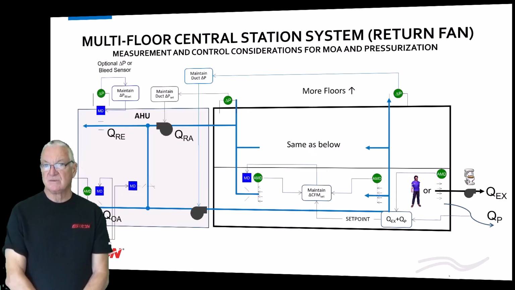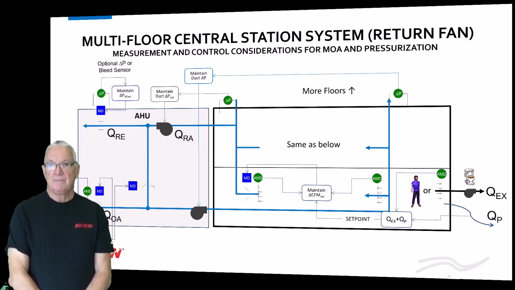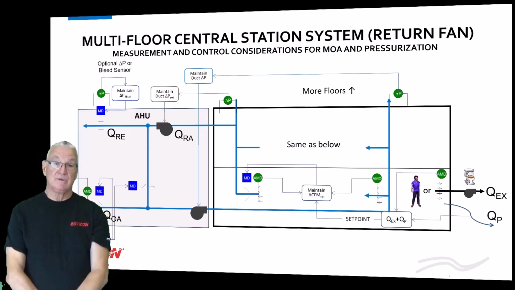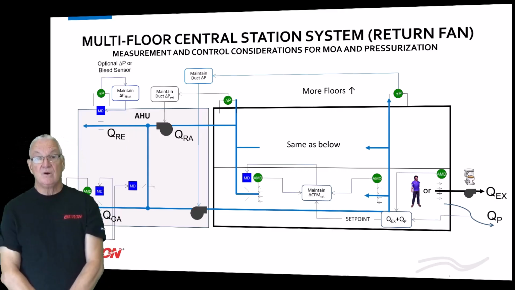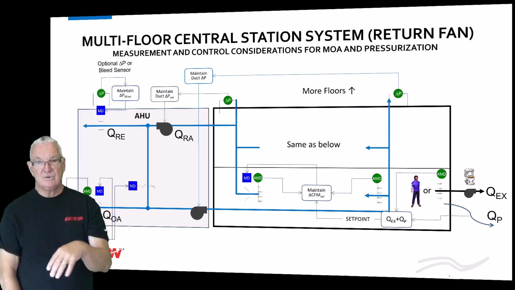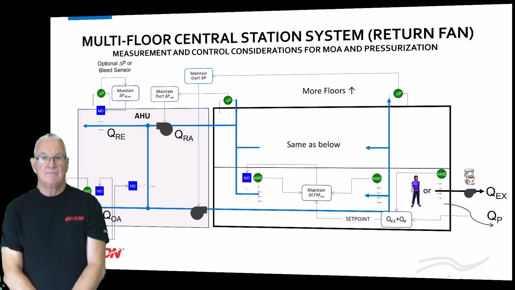Multi-floor central station systems are my least favorite system, because with multiple floors we have a big old return duct, which is a big old hole in the building. When we don't control that return air, if we don't control the flow differential onto and off of each floor, we can end up with some real pressurization problems from stack effect. So what we like to do here is maintain a differential on the flows onto and off of each floor. Don't sum up your VAV boxes to get the supply flow.